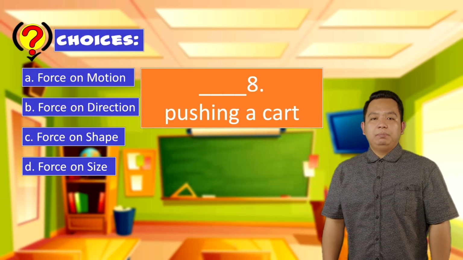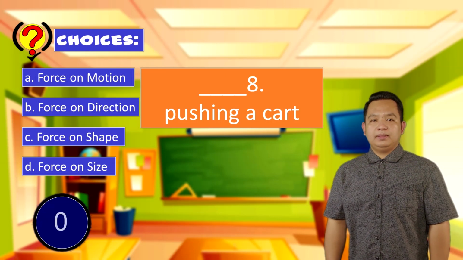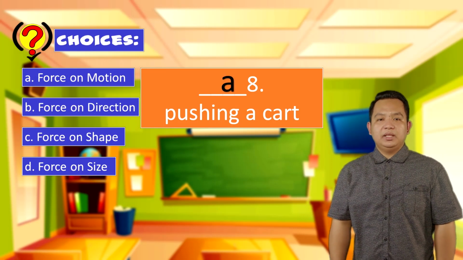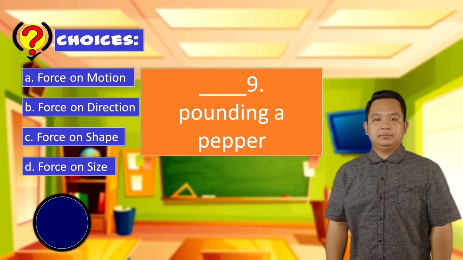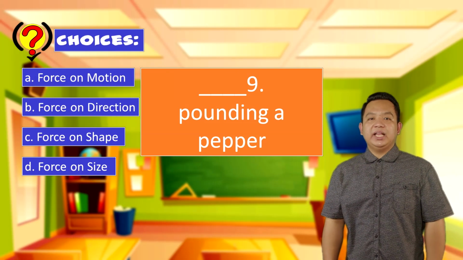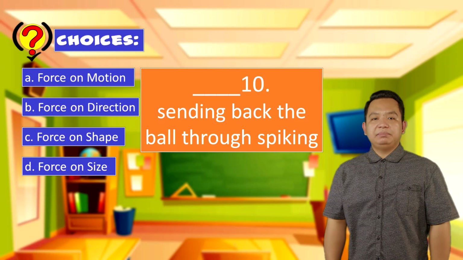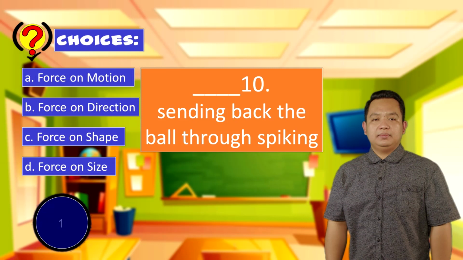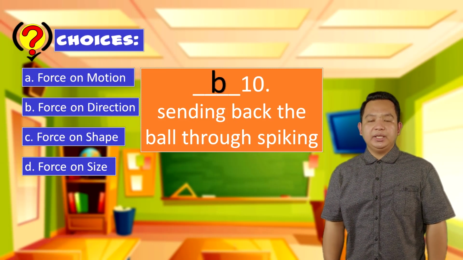Number 8. Pushing a cart. Correct. The answer is letter A. Number 9. Pounding a pepper. Fantastic. The answer is letter D. Number 10. Sending back the ball through spiking. Very good. The answer is letter B.